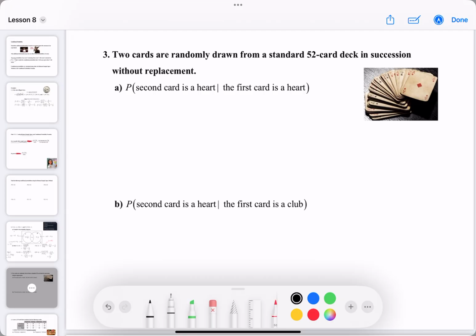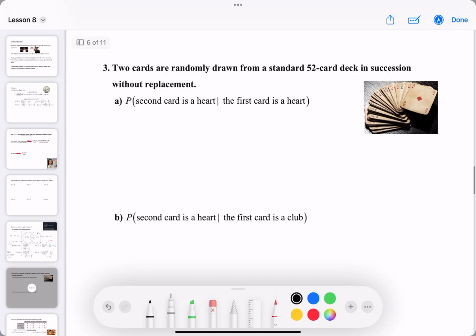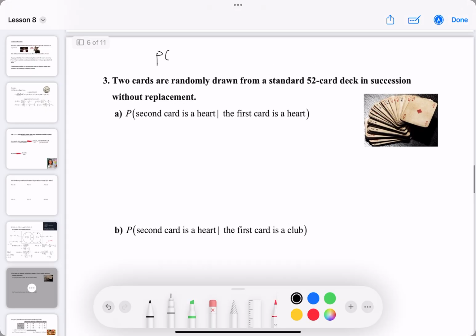2 cards are randomly drawn from a standard 52 deck in succession without replacement. Let's find the probability that the second card is a heart given the first card is a heart. The probability is not given, so I prefer to solve it by using the reduced sample space. What is a reduced sample space? It is P of A given B equals P of A and B over P of B.